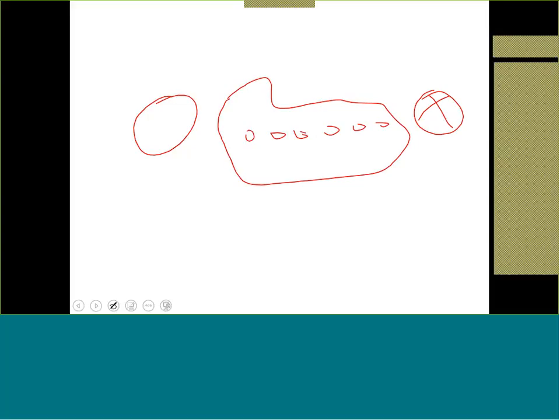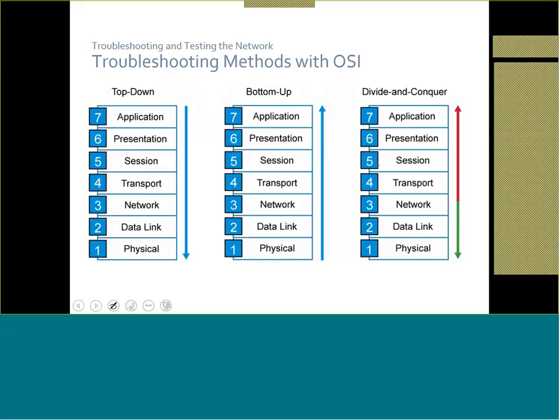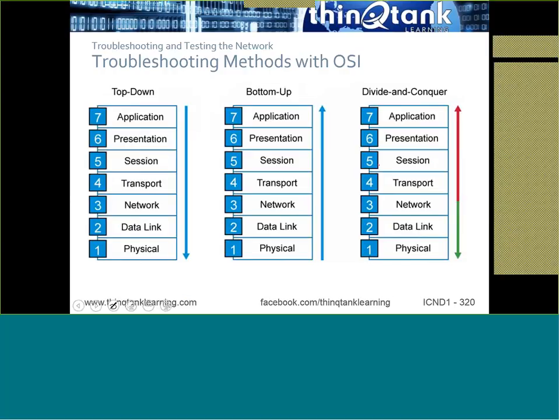So divide and conquer would say, okay, go to this device and try to ping that host. If I can ping that host from that device, I start troubleshooting backwards. If I can't ping the host from this device, I start troubleshooting forwards. It's a pretty common method of troubleshooting as well. Now you can apply that to the OSI stack, or you can apply it to architecture, whatever.